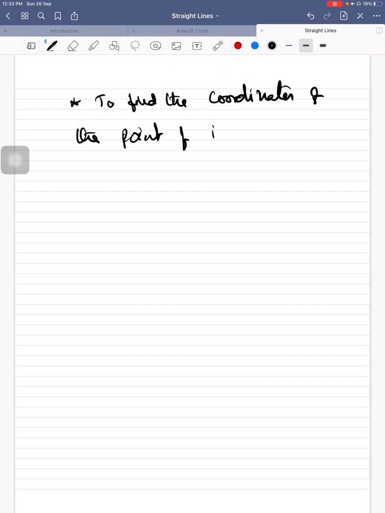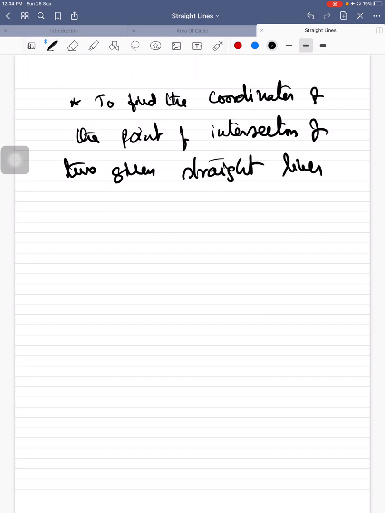Okay, how to find the point of intersection of two given straight lines. Now the question is to find the coordinates of the point of intersection of two given straight lines. See, we do this type of problem so many times in algebra, but don't feel that this is a new concept.